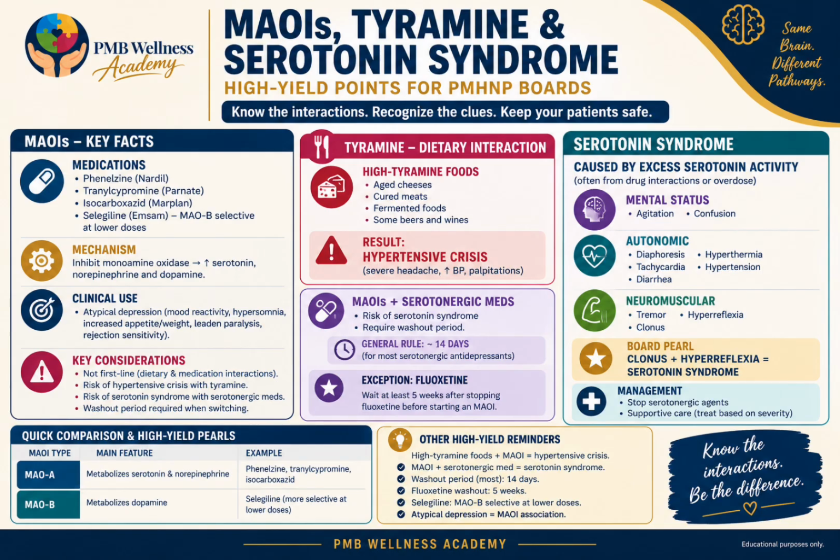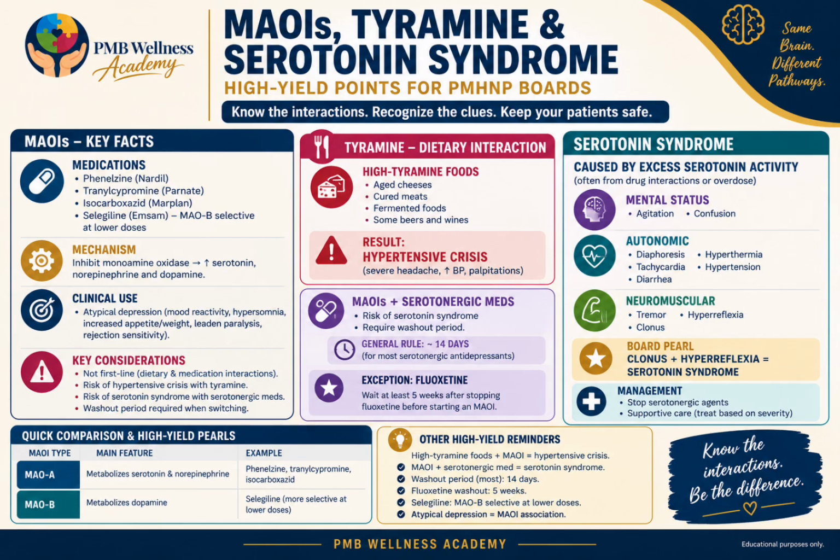MAOIs can also interact dangerously with serotonergic medications and cause serotonin syndrome. Appropriate washout periods are essential when switching between these medications. A general high-yield rule is approximately 14 days between an MAOI and many contraindicated serotonergic antidepressants. But there's one major exception you should know: fluoxetine. Because fluoxetine and norfluoxetine remain in the body for so long, you generally need to wait at least 5 weeks after stopping fluoxetine before starting an MAOI.